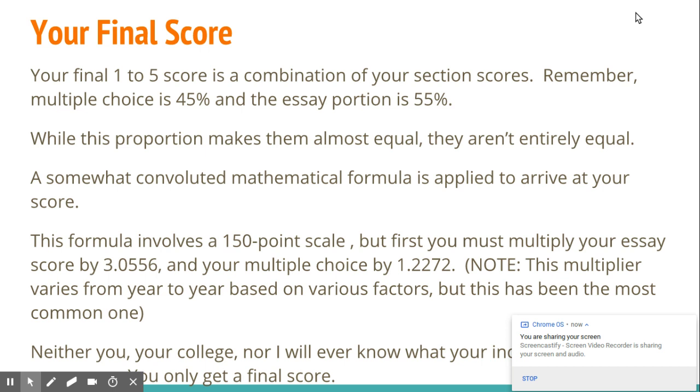Neither you nor I nor your college will ever know what your individual scores are. We'll only ever get an overall final score of 1 to 5.